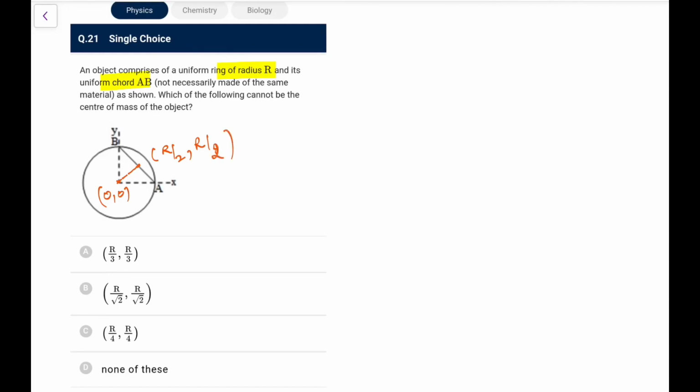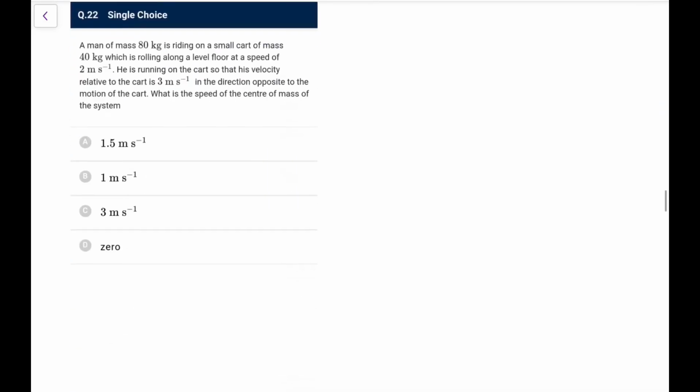So whatever be the material, first of all, due to symmetry, it will lie on x equal to y, and x and y coordinates will both be less than r by 2 for sure. This is less than, but r by root 2 is greater than r by 2. So r by root 2 cannot be the possible value of the CM, because CM cannot lie beyond this. So that is the clear-cut option that we have.